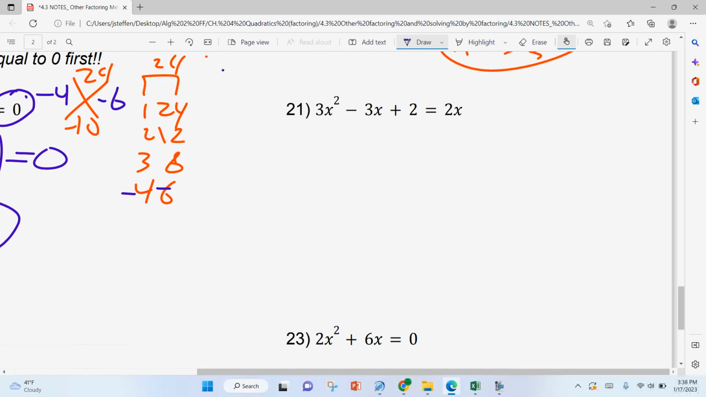So the next one, this is the one that's the most work because there ends up being a leading coefficient, which is fine. When you get it equal to 0, make sure you combine your like terms.